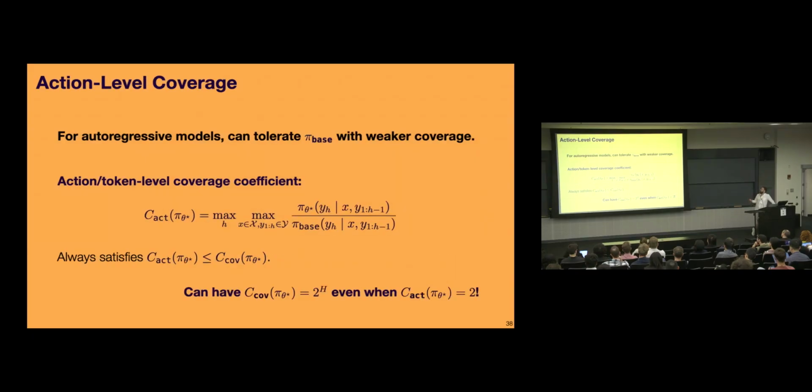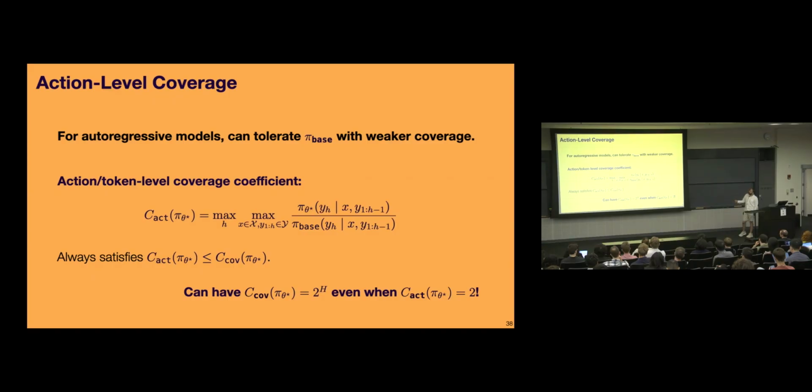Okay, what does this buy us? In terms of sample complexity, not that much. The punchline will be that we can do much better in terms of the coverage assumption we need on the base model. What we're going to be working with instead of the sequence level coverage coefficient I was looking at before is what I call the action level coverage coefficient. This is very similar.